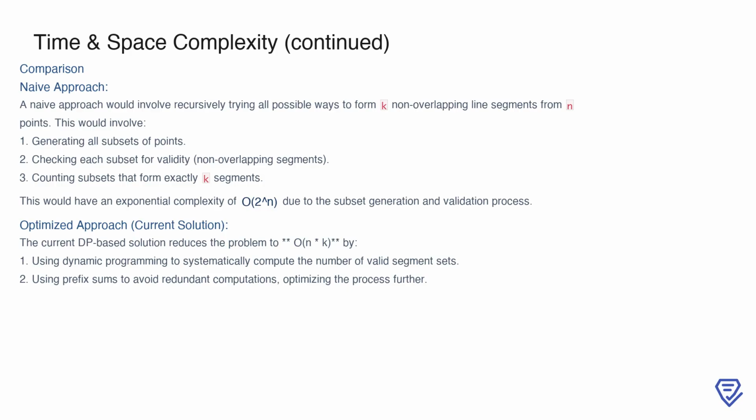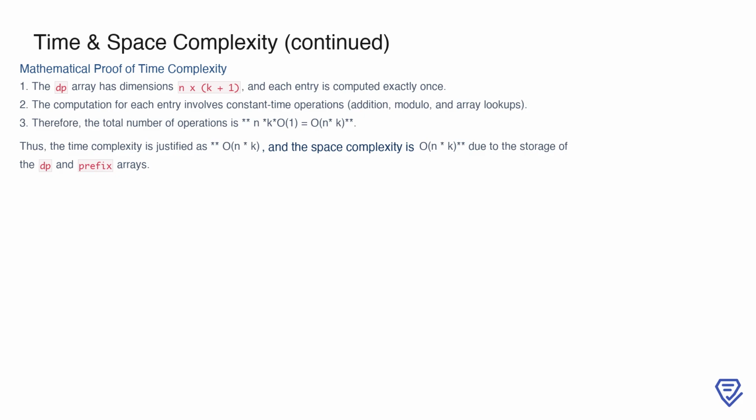In contrast, our optimized dynamic programming solution reduces the complexity to n*k. This improvement is achieved by systematically computing the number of valid segment sets using dynamic programming and leveraging prefix sums to avoid redundant calculations, making the process much more efficient. Finally, let's solidify our understanding with a mathematical justification of the time complexity.